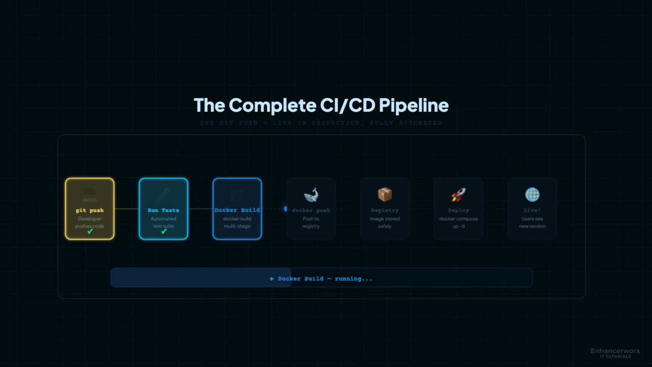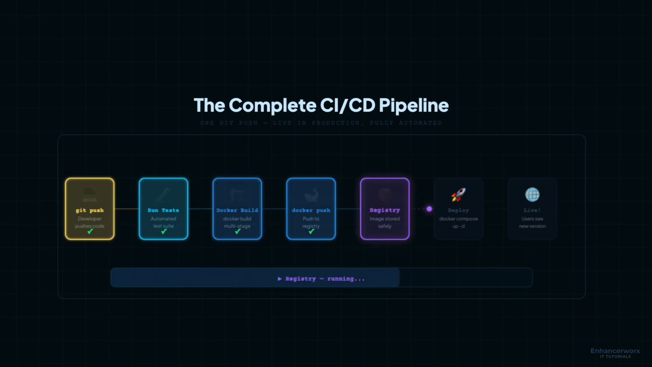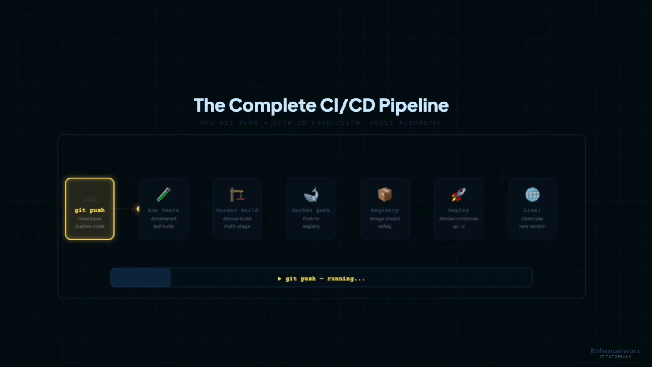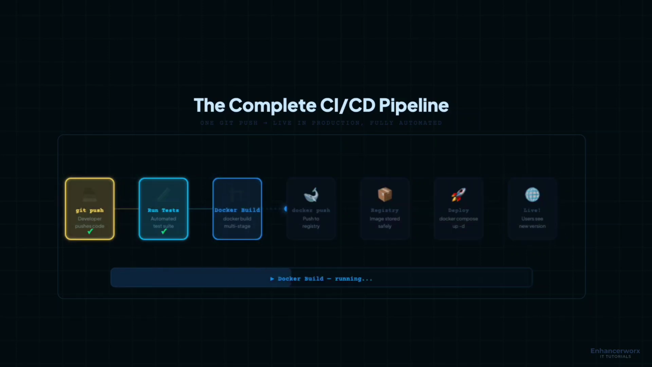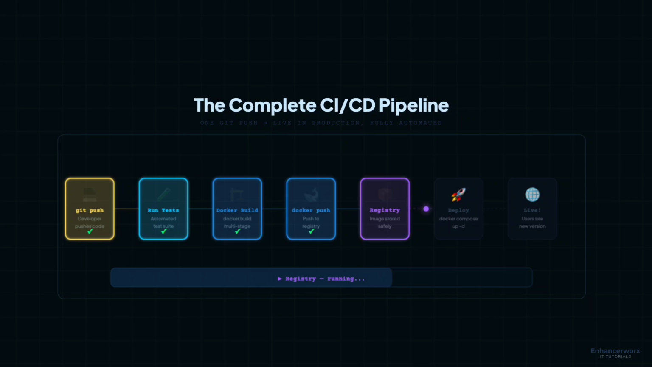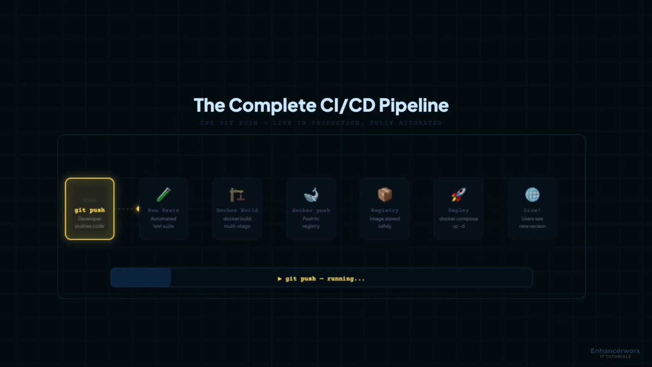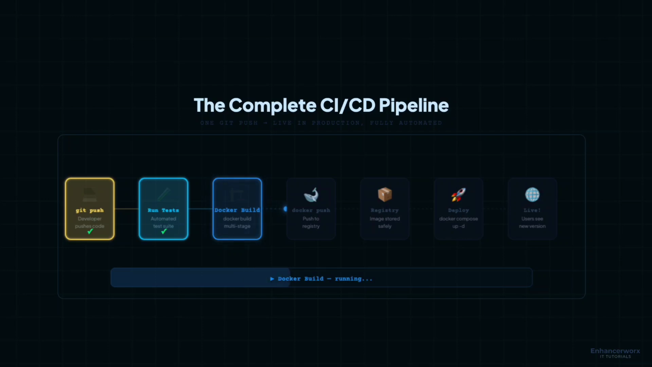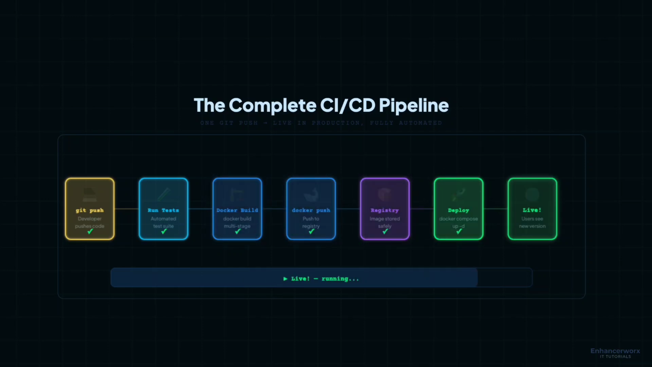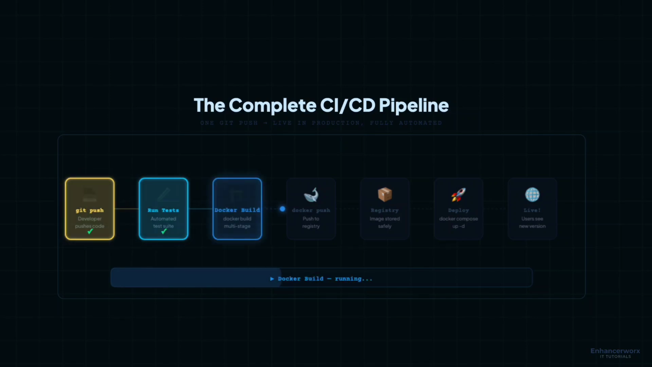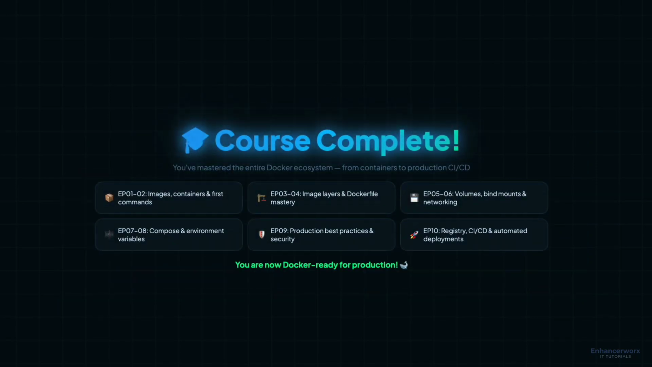Watch this. One git push triggers the entire chain. Code commit, automated tests, Docker build, image push to registry, pull on production server, and compose up. Each step only runs if the previous one succeeded. A failing test stops the deployment before bad code ever ships. This is modern professional software delivery. Zero manual steps, fully auditable, and repeatable every time.